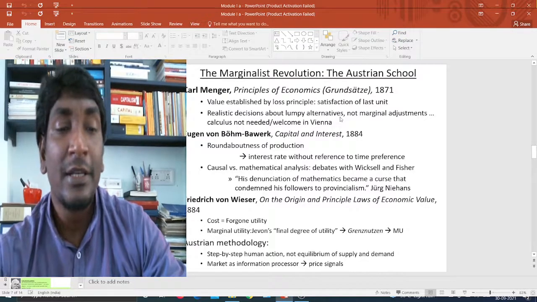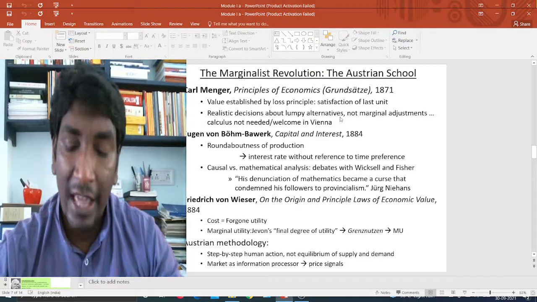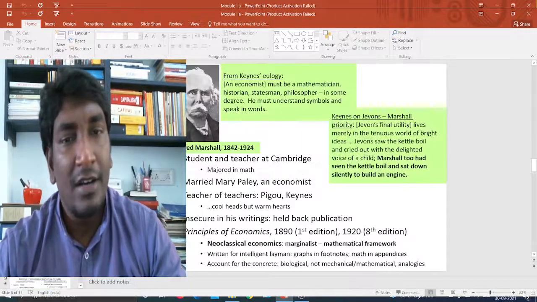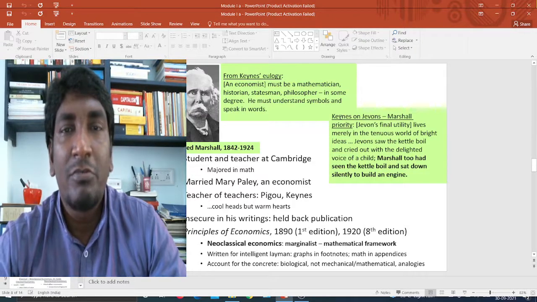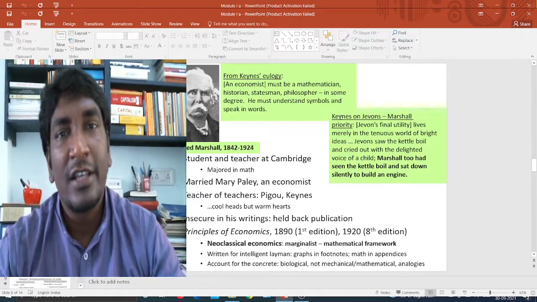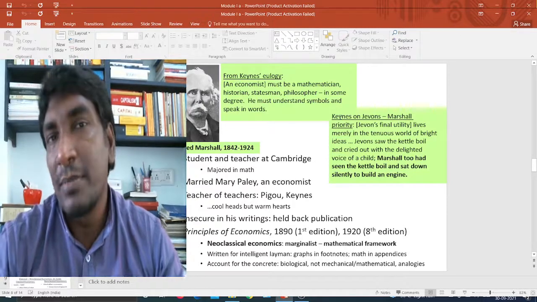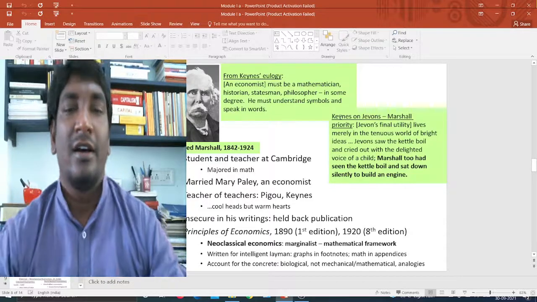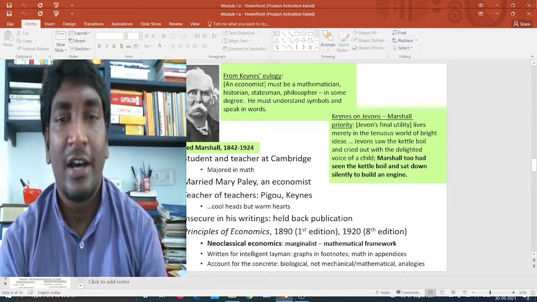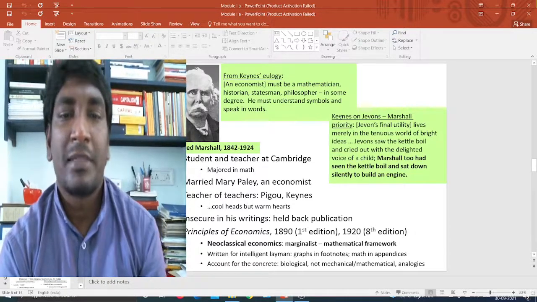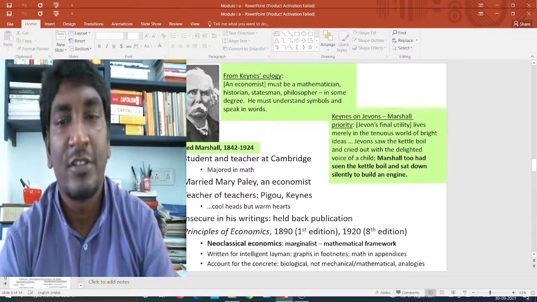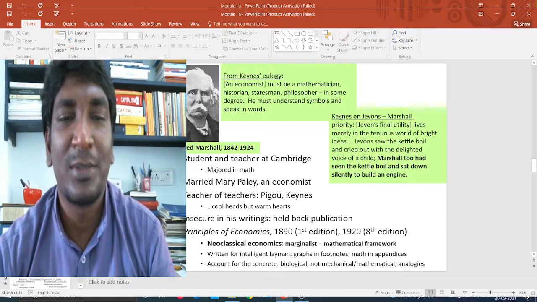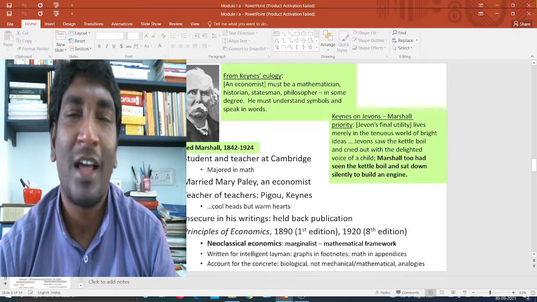So all this has basically been made by this guy, and all that has been articulated, as I said, by none other than Alfred Marshall, to make microeconomics the guiding principle of economics in that sense. So from Keynes's reflection: an economist must be mathematician, historian, statesman, philosopher in some degree, must understand symbols and speak in words. So this is what Alfred Marshall is.